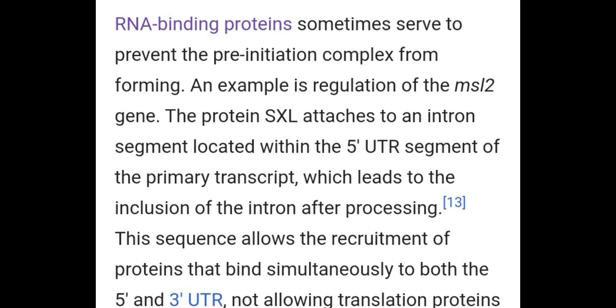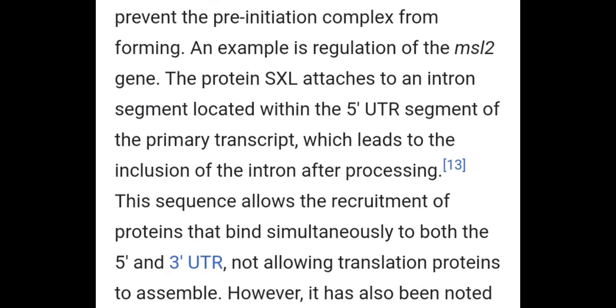Now it has many diverse functions also. This MSL2 gene also acts as an E3 ubiquitin ligase that will promote monoubiquitination of histone H2B at lysine 35.